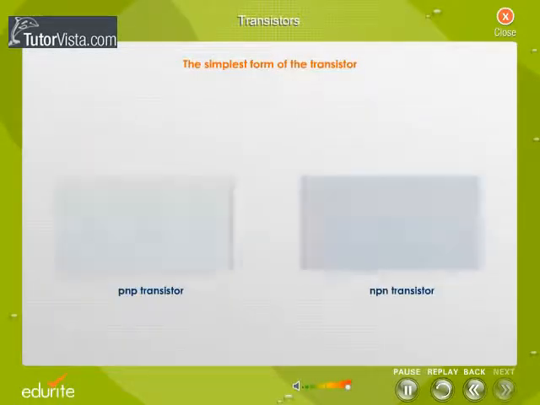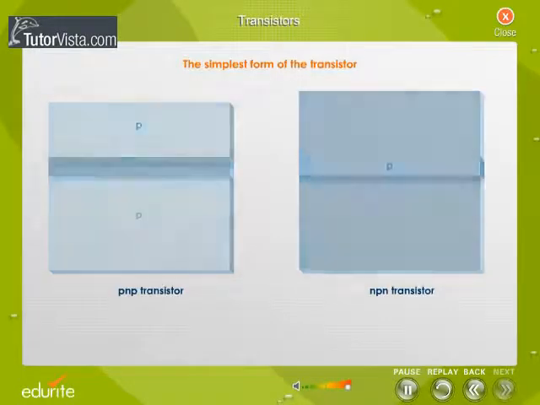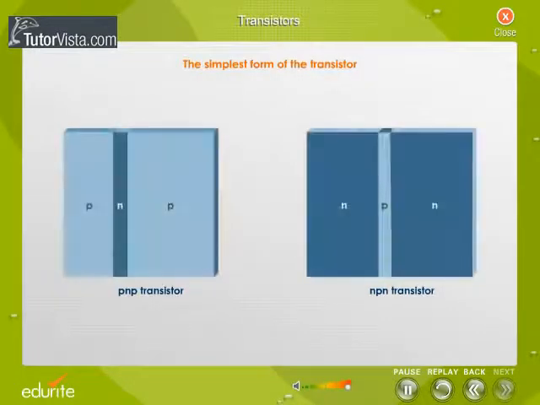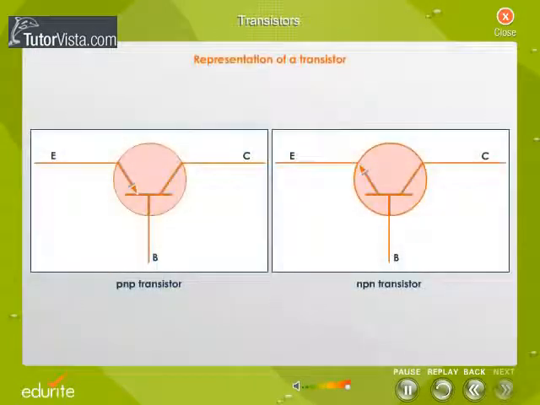Transistors are normally made by growing one region onto the other. Observe that all the three blocks of the transistor are not equal in size. This is how a PNP and an NPN transistor are represented. The operation of the two transistors is essentially the same. Hence, only the working of a PNP transistor is explained.